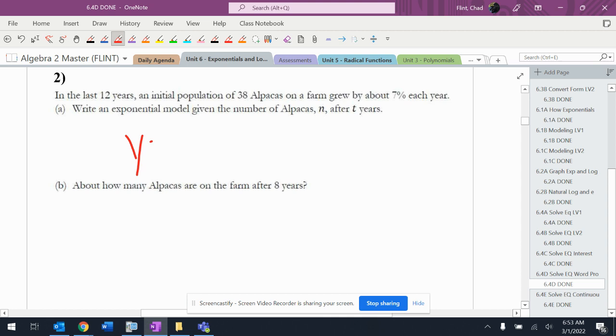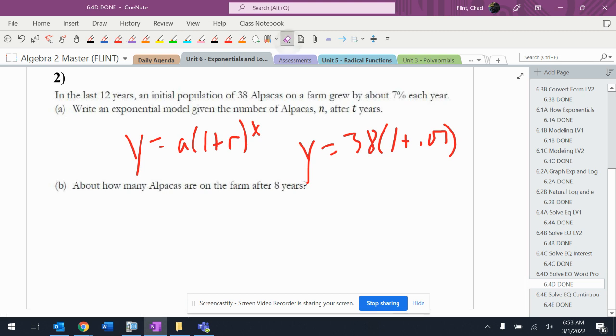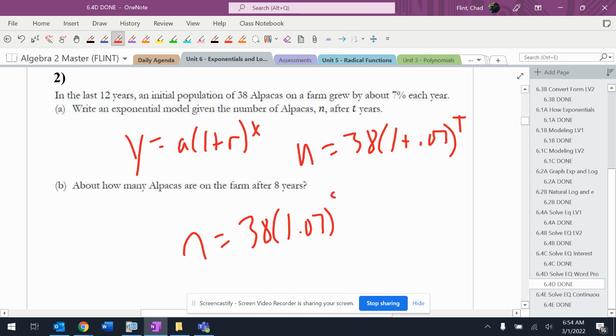This is y equals a times 1 plus r to the x. It's saying it's growing, so it's 1 plus r, so it's going to be y equals 38 times 1 plus 0.07. So it says N, sorry, I'm supposed to use N equals, and then t. How many alpacas are there after 8 years? So N equals 38 times 1.07 to the 8.